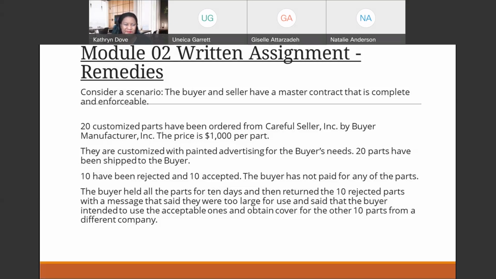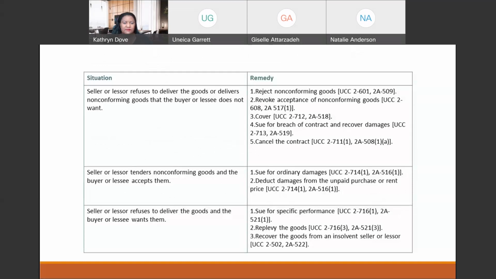What's wrong, Natalie? So it says in there that they're customized. So if he said they were too large, if he had ordered customized parts, like let's say it was for a car, and you order customized parts, they should fit. I mean, sometimes people may have judged it or whatever, but I just think if they were customized, they should have fit. And he should have at least paid for the 10 that he did accept rather than just not paying at all.